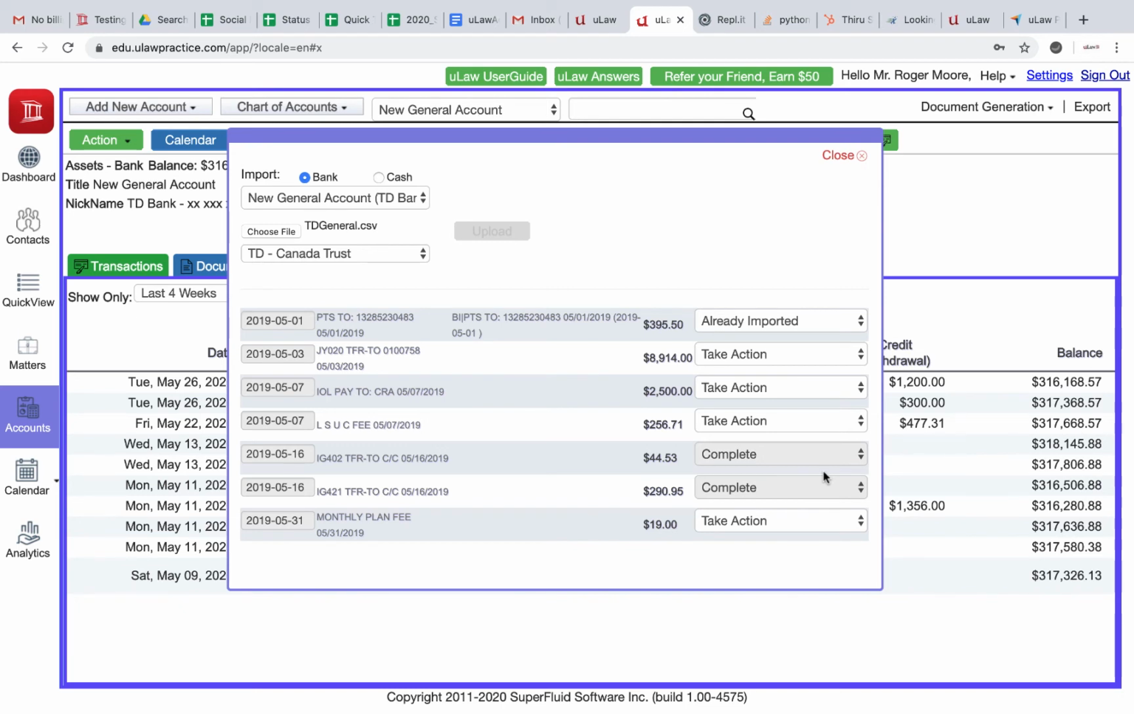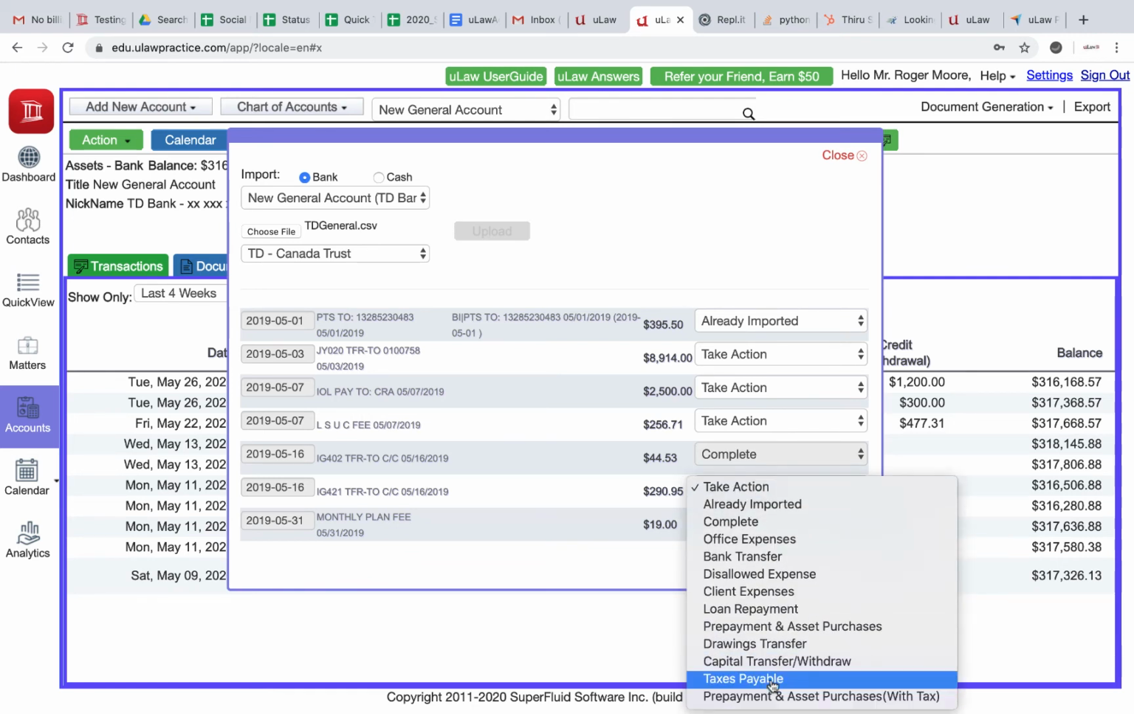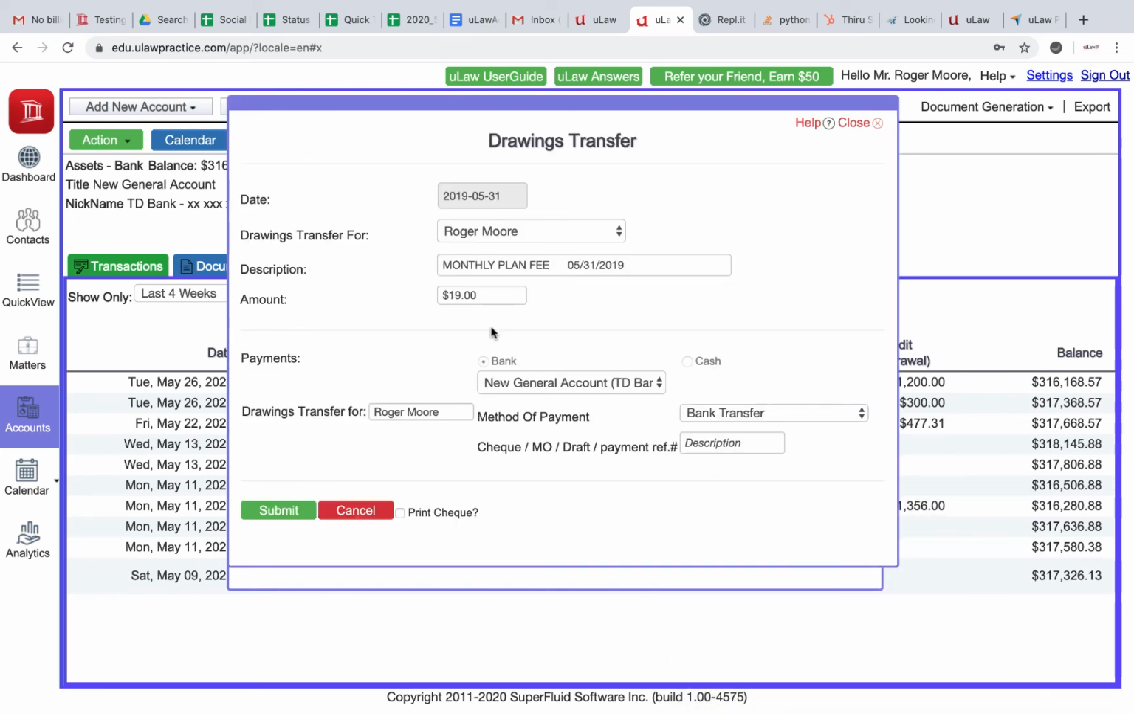So what you're doing when you are taking an action is that the credit side of the bank is already taken care of. That's why when you hit the action button and choose one of these, let's say I'm choosing drawings, the bottom portion is already picked as bank and everything is done. The top portion is the debit side, and that's what you're actually expressing here, whether it's a drawings transfer, an expense, or a miscellaneous expense.